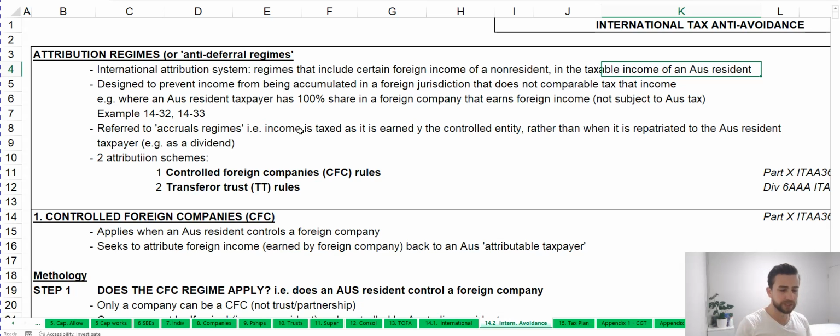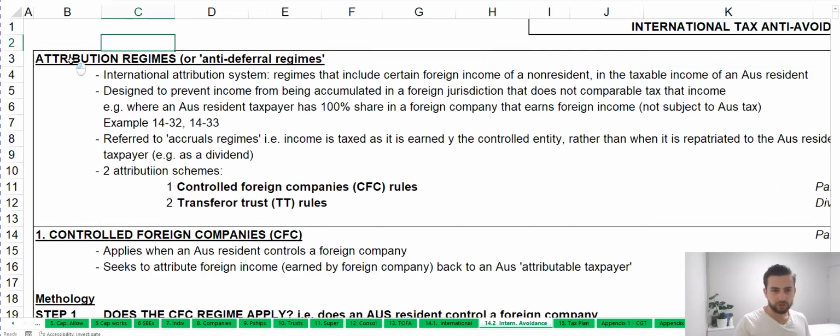So the question is, if you're going to earn it in the Cayman Islands and pay 0% tax, then you might as well, it's no different if you say you earned it in Australia. So we're just going to say that, and we're going to tax you at the higher rate to prevent international tax avoidance, basically. So that's what this chapter is all about. So let's go through this now in a bit more detail.